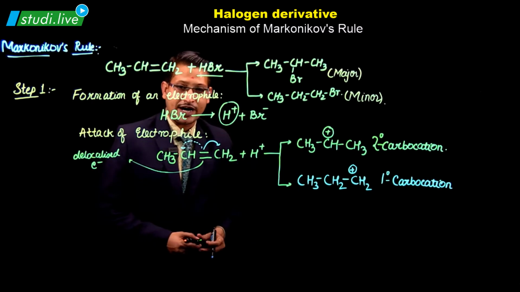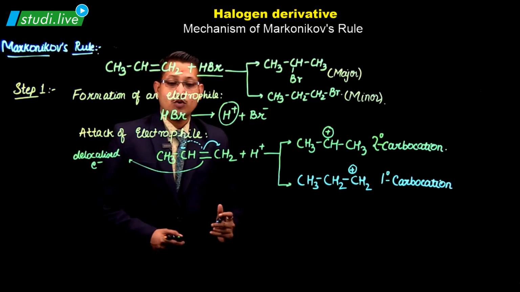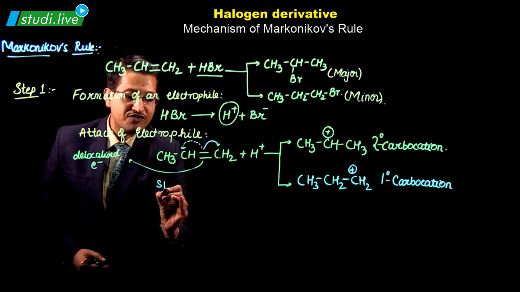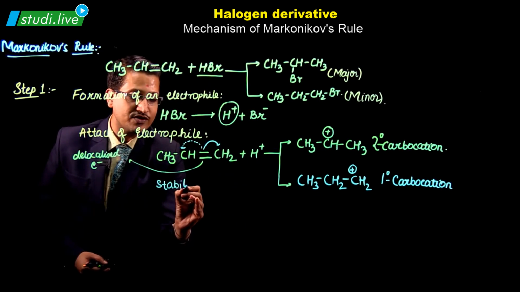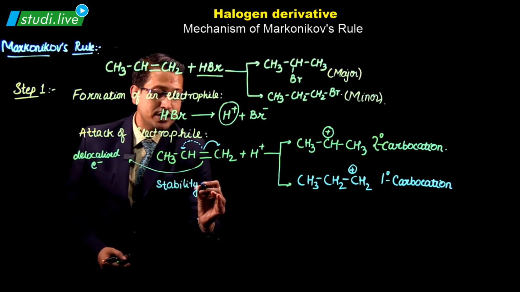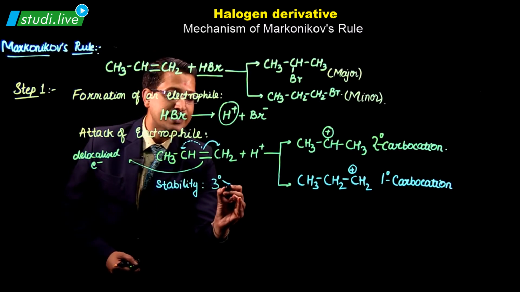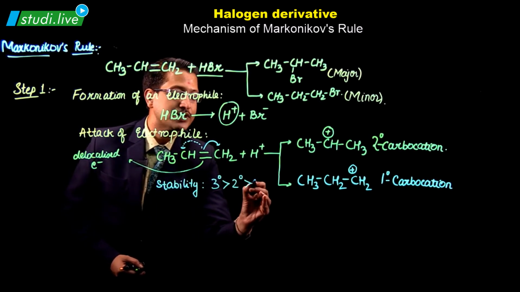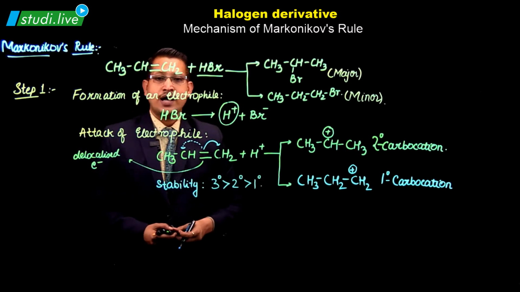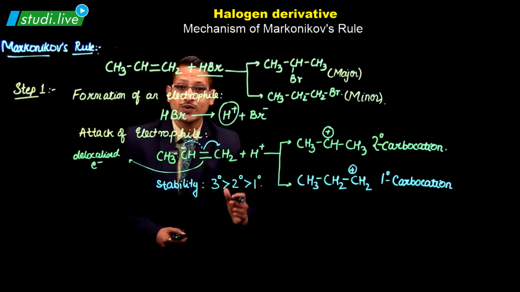This forms primary carbocation. Now coming on to the stability of carbocation, that's also an important term that we will also see in a separate video, how stability is determined. But for here, stability of carbocation is 3 degree greater than 2 degree greater than 1 degree. And this is in accordance with inductive effect.